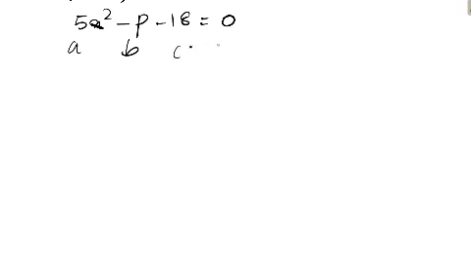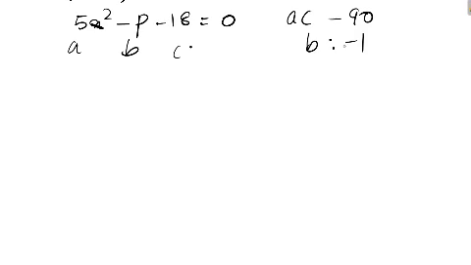Okay, so 5x square minus x minus 18 is equal to 0. So first check whether the coefficient of x square is 1. No, it's not 1, it's 5. So A is 5, B is negative 1, C is negative 18. So since the coefficient of x square is not 1, just multiply A and C. So 5 into negative 18 is negative 90, and B is negative 1.